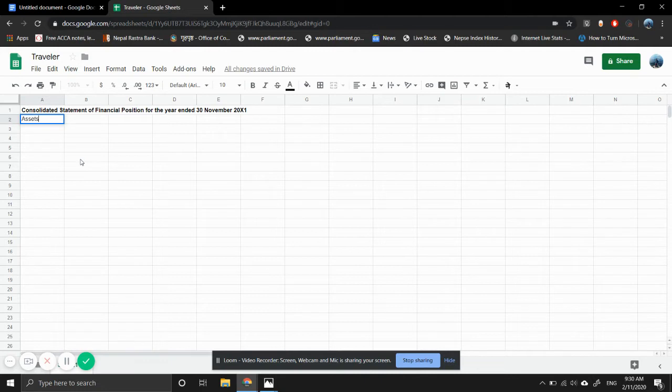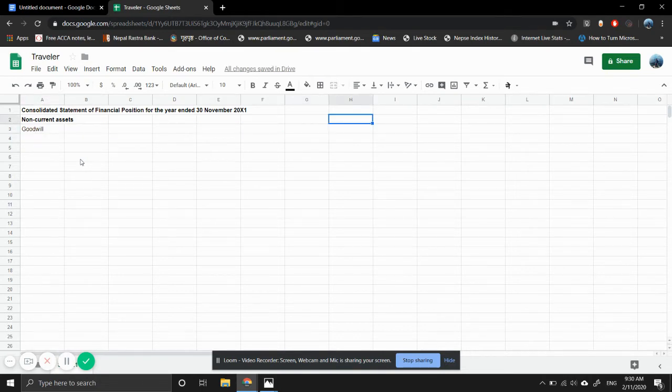First of all, what do we put in? The assets, right, or non-current assets. Non-current assets. First things first, goodwill. So let's calculate goodwill.